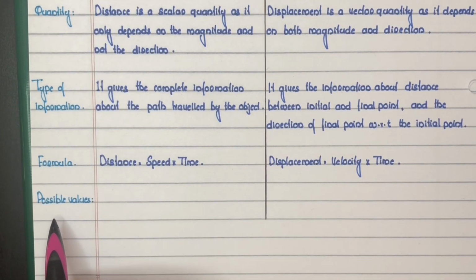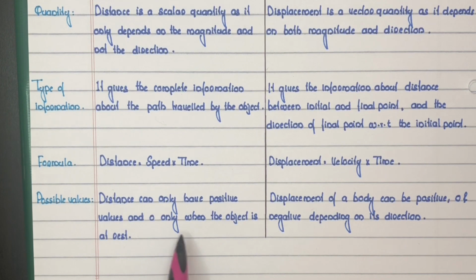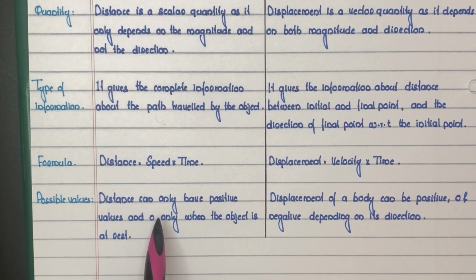Eighth point, possible values. As we already explained, distance does not depend on direction. It depends only on the actual length, that is its magnitude, right? So, distance can only have positive values, and zero only when the body is at rest. When the body is not moving, the distance will be zero. In all cases, distance can have only positive values. Now, displacement of a body depends on direction. So, based on the direction, displacement of a body can be positive, zero and negative.